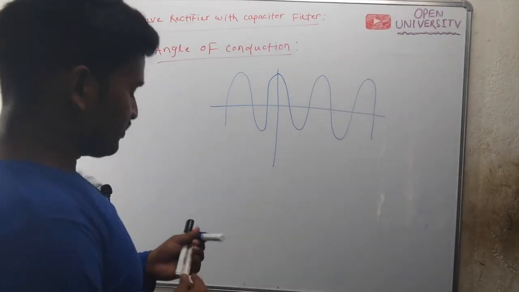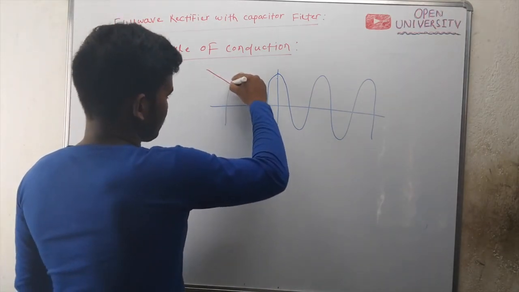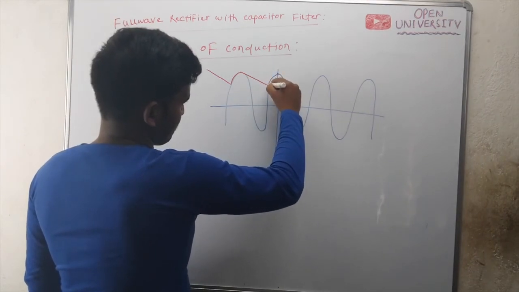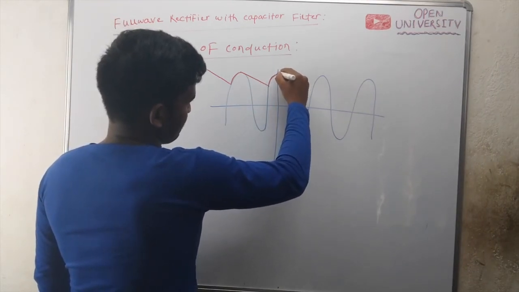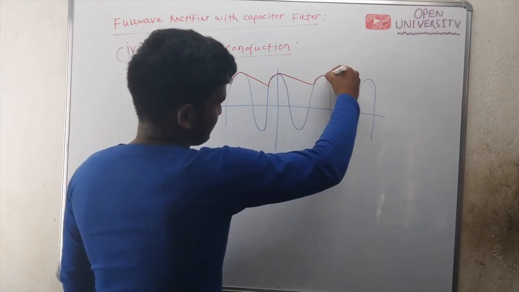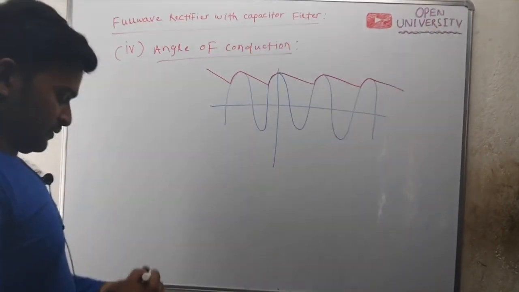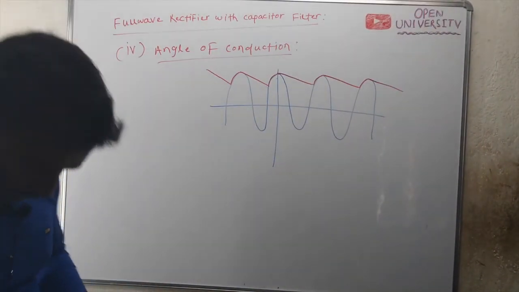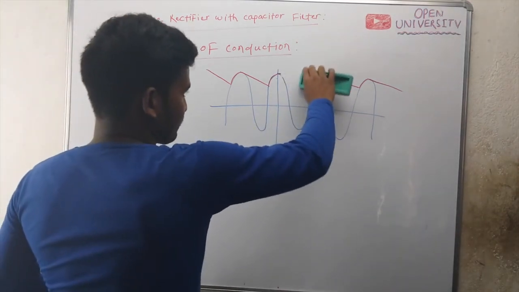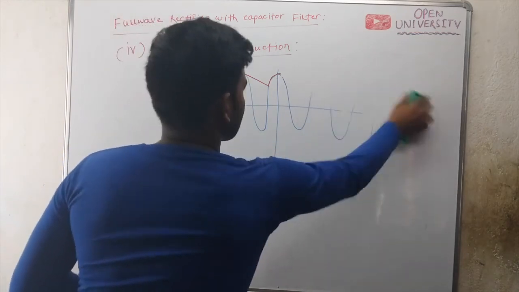Now what will be the output waveform now? The output waveform will be something like this. Charging to maximum value, then discharging, then charging, then discharging, then charging, then discharging. Sorry, I am not drawing the VB waveform. Let's draw it again.